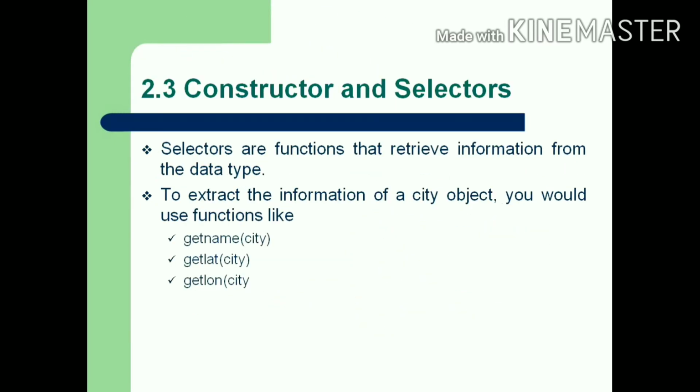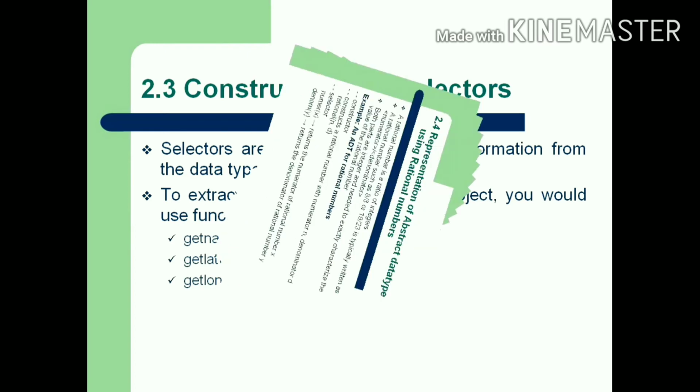Next, selectors. Selectors are the functions that retrieve information from the data type, that is ADT. We already discussed the constructor make_city, which consists of three small pieces of information: number one name, number two latitude, number three longitude. This information can be retrieved from the constructor by using special functions called selectors. Here the examples are get_name, get_lat, get_lon. City is the name of the ADT. By using these selectors we can retrieve information from the constructor.